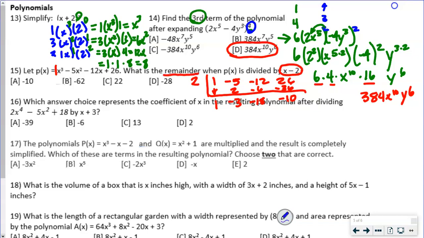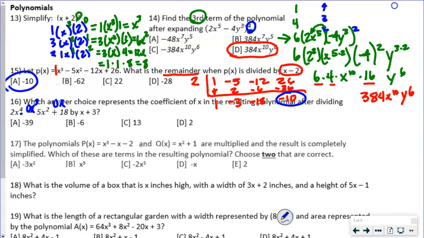So our remainder's right here, right, y'all? So that is our answer right there, okay? The next one says which answer choice represents the coefficient in x in the resulting polynomial dividing. So this time, again, notice we've got a 4th. We're missing a 0x to the third. We're missing a 0x to the first.